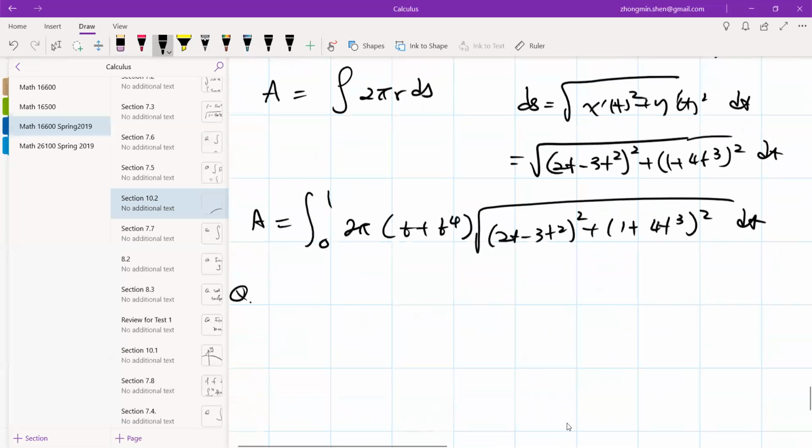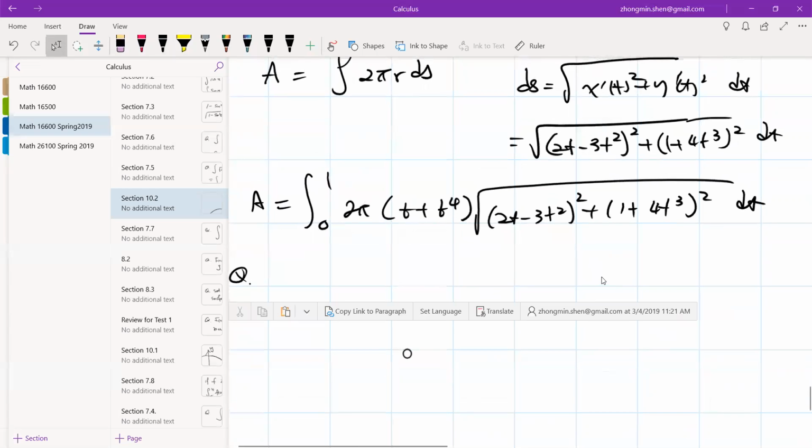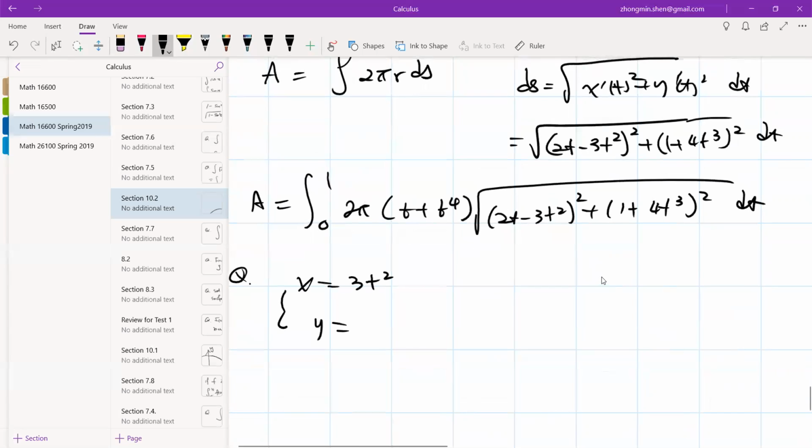Let's do one more, because I want to do the surface area generated by rotating, this time about the y-axis. So x equals 3t squared, y equals 2t cubed, where t is between 0 and 5.